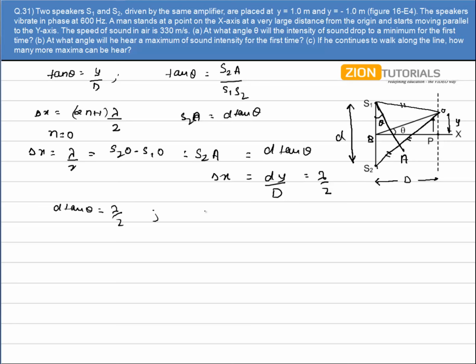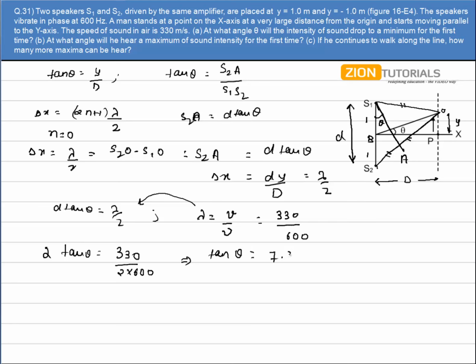Let's calculate the value of lambda first. Lambda is given by wave velocity divided by frequency. Substitute the values. Wave velocity is 330 meter per second divided by frequency, that is 600. And substitute this value over here. I have the value of d as 2 meters because the distance between the sources is 1 and 1, so it will be 2 meter. Tan theta is equal to 330 by (2 into 600). If you solve it, it comes out to be 7.9 degree.